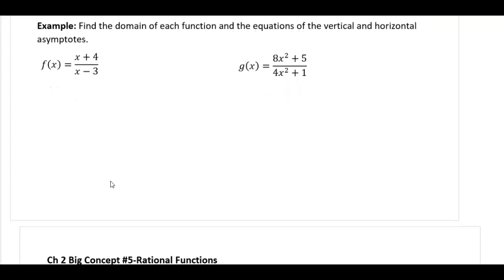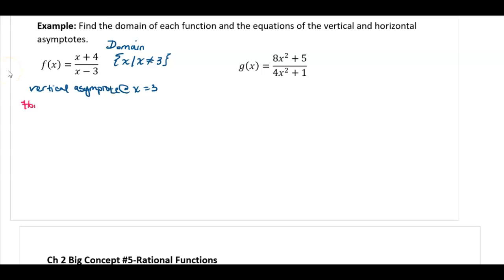So for this first one, we're going to find the domain of each function and the equations of the vertical and horizontal asymptotes. So the domain is probably the easiest because we know it is all the x values that work. So here we'll have x such that x cannot equal 3. And that is because we know that we can't have that 0 in the denominator. That also becomes our vertical asymptote, because it is the x value that can never ever happen. So x equals 3.